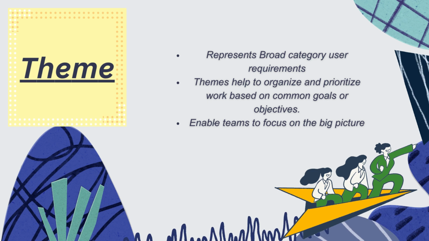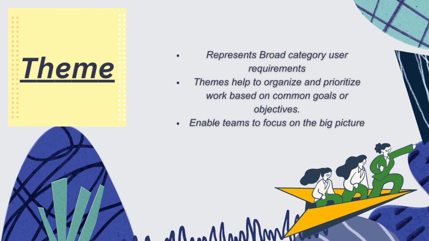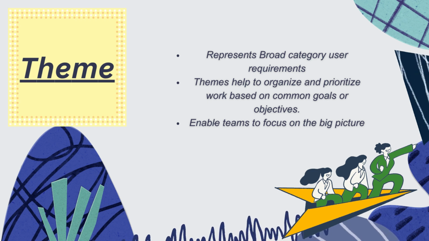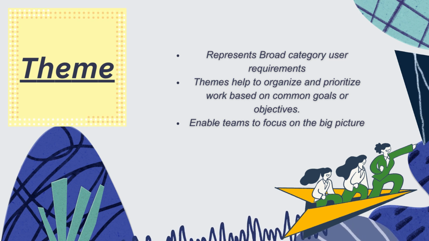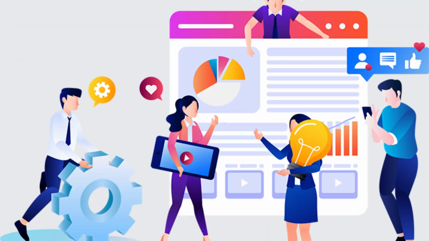Themes help to organize and prioritize work based on common goals or objectives. Themes enable teams to focus on the big picture and align their efforts towards achieving specific outcomes. For example, a theme could be improving user experience or increasing efficiency. These themes act as a compass, guiding the team towards the desired destination.